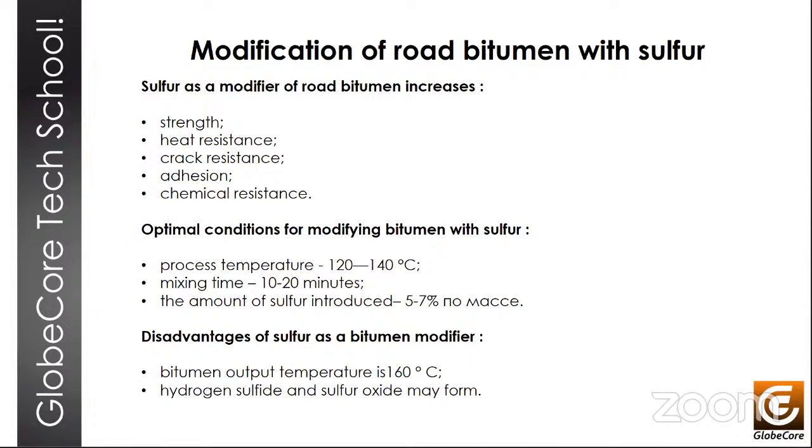Right, so the next method of modification we'll look at is the sulfur modification. Sulfur modification is one of the more conventional solutions. The addition of sulfur does increase strength, heat resistance, crack resistance, adhesion, and also chemical resistance of road bitumen. The temperature of sulfur introduction, its content and mixing time have a significant effect on the properties of the resultant modified bitumen. So when developing a technology for the use of sulfur in road construction, it's really important to minimize the release of hydrogen sulfide and sulfur oxide during the preparation and use of these mixes.